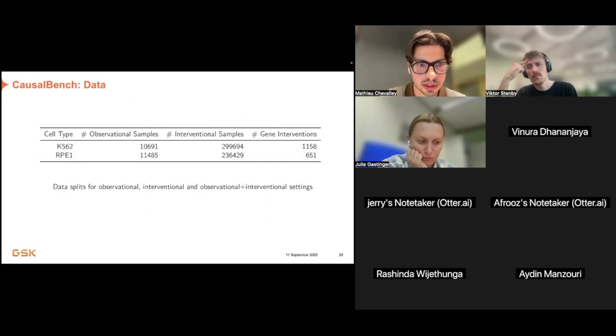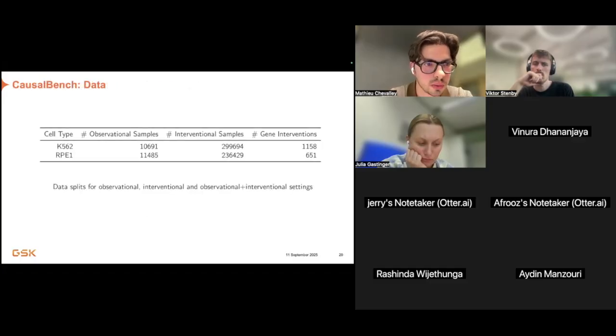So the data, as I said before, is quite high scale for causality. Usually people look at very small settings where you have maybe 20 variables, but here you have genes up to 1,000 genes and a lot of samples, both in the observational but also in the interventional setting.